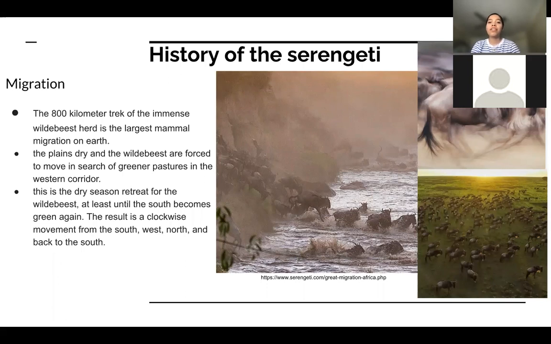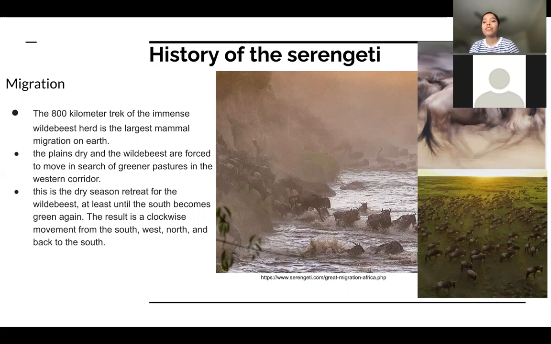Migration. Migration plays a big role in the Serengeti. The immense wildebeest herd is the largest mammal migration on Earth. When the drought comes in May, the herds move north towards the Masai Mara in Kenya, at least until the south becomes green again, quickly followed by the gazelles and zebras as well. Crossing rivers means facing about 3,000 crocodiles patiently waiting for a kill. Not to mention the famous Serengeti lion population, by far the largest in Africa, with groups of lions collaborating to hunt down a wildebeest.